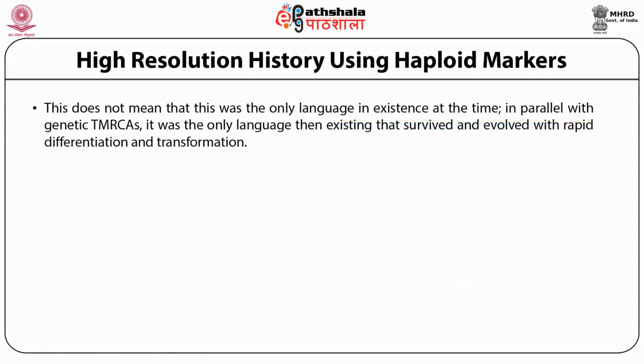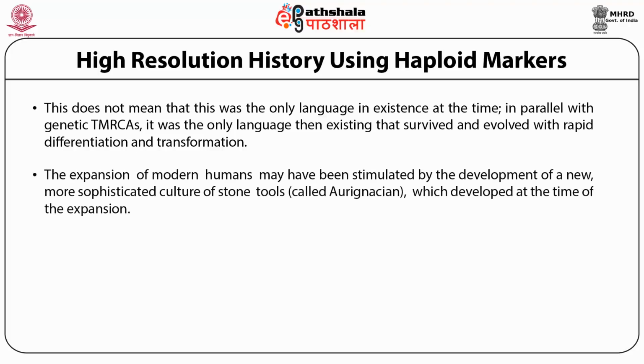This does not mean that this was the only language in existence at the time. In parallel with the genetic TMRCAs, it was the only language then existing that survived and evolved with rapid differentiation and transformation. Evidence supporting the existence of a common single language includes the shared lexicon, sound, and grammar of present-day languages. The expansion of modern humans may have been stimulated by the development of a new, more sophisticated culture of stone tools called Aurignacian, which developed at the time of the expansion.